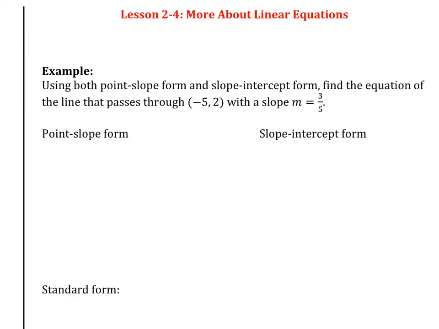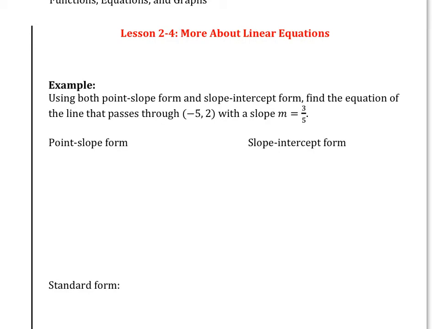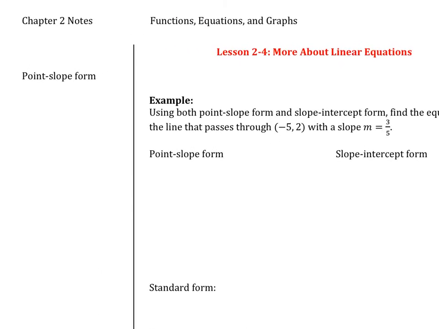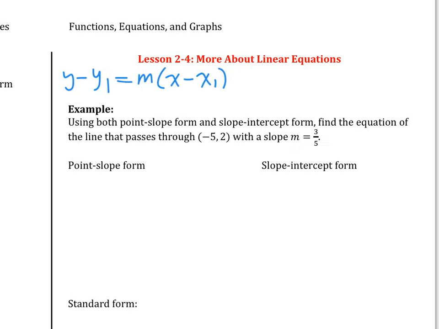We're now on 2.4, which is page 7. So now we're going to review point-slope form, which we did yesterday, okay? If you recall yesterday, what is the point-slope form? That is the point-slope form: y minus y1 equals m times x minus x1. Good.